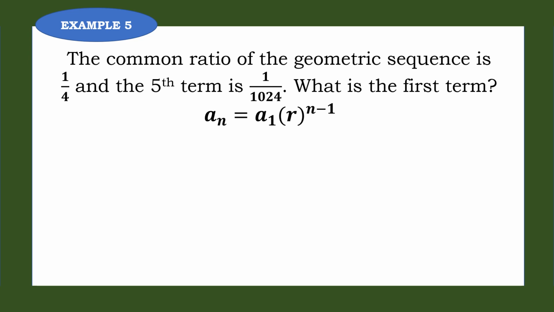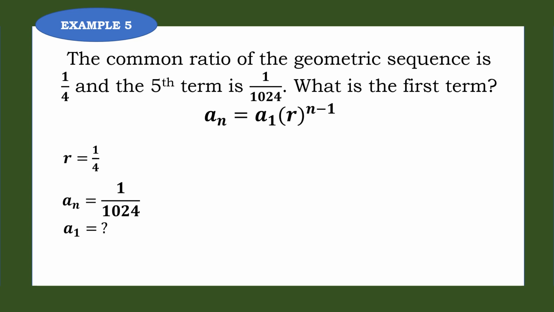Let us have another example. The common ratio of a geometric sequence is 1/4 and the fifth term is 1 over 1024. What is the first term? In order to find the first term, we have to identify first the common ratio, which is equal to 1/4. The last term, or a sub n, is 1 over 1024. In this case, we are looking for the first term, or a sub 1.